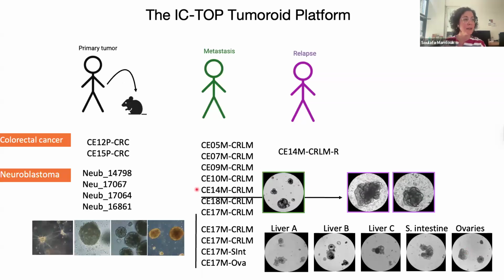And we also have number 14, which I pointed out before. It's a metastasis, and we have its relapse, which is really hard to grow. So these are matched and running in other experiments.